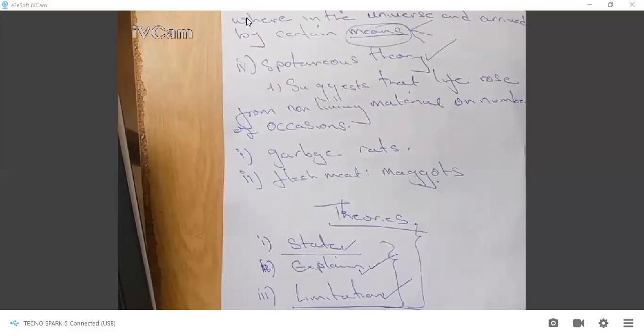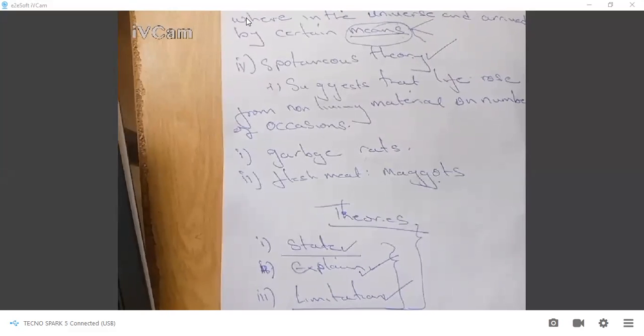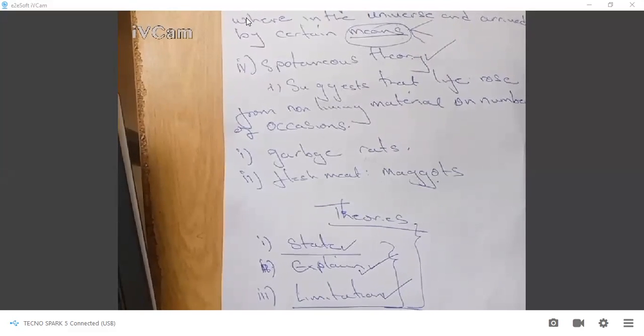So long as you don't change the meaning, they may not be exact words. Like here, spontaneous, you say it states that life arose from non-living materials a number of times. That is simple. Stated like that. Therefore, with theories you mainly try to give them as they exist.